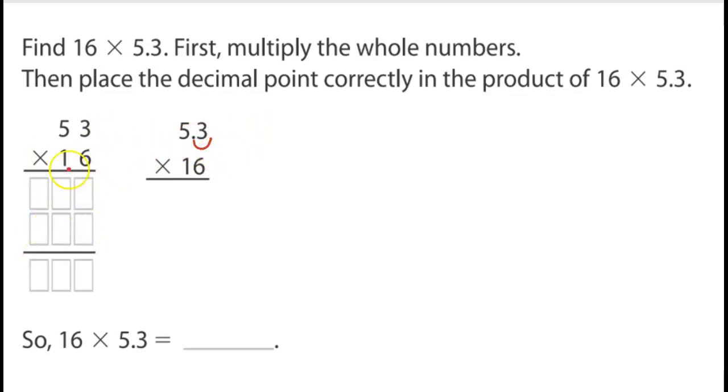So now I can easily multiply this. Well, 6 times 3, that is 18. I'm going to drop my 8. I'll carry my 1. 6 times 5 is 30, plus 1 is 31. So that's my first partial product.